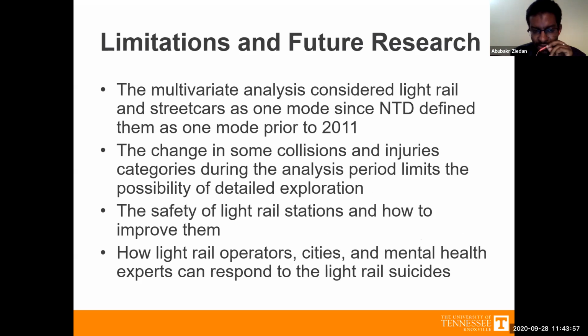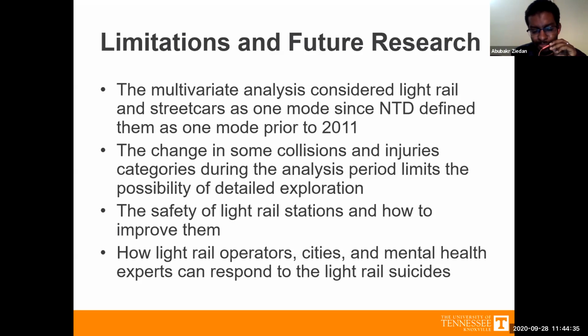The first limitation of our analysis is that the multivariate analysis considers light rail and streetcar as one mode, since NTD defines them as one mode, but when we compare them for the period from 2012 to 2017, we see some differences. So in the future, as more data become available, future research should explore them separately and estimate regression models for each of these two modes.